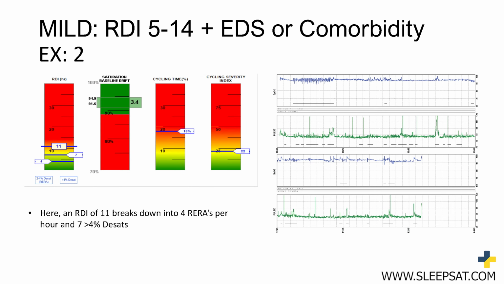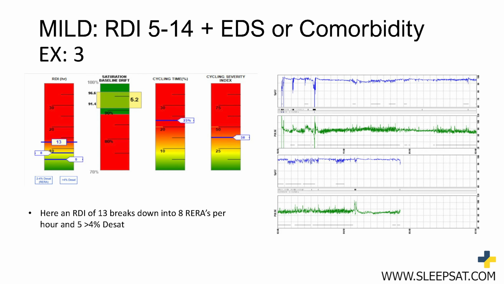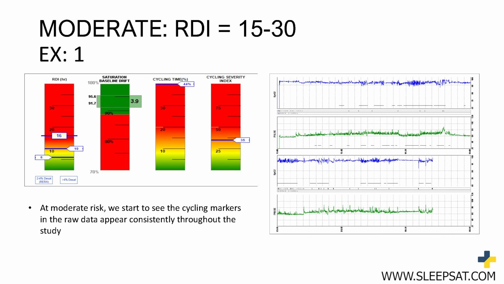Our second mild example has an RDI of 11 that breaks down into 4 RERA per hour and 7 greater than 4% desaturations. This third example of the 5 to 14 mild range has an RDI of 13 that breaks down into 8 RERA per hour and 5 greater than 4% desaturations.